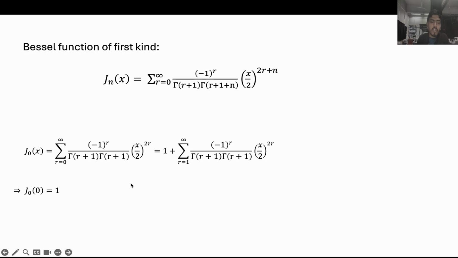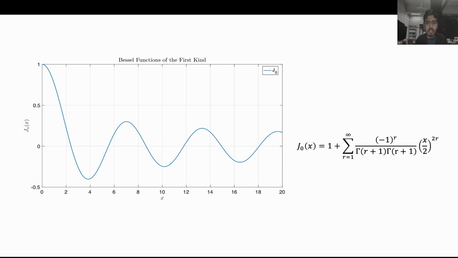So if we plot J0, it will start from 1 and it will oscillate like a damped cosine. Here I plotted this J0(x), this is Jn(x) for n equals 0, this blue curve, and it's acting like a damped cosine function.